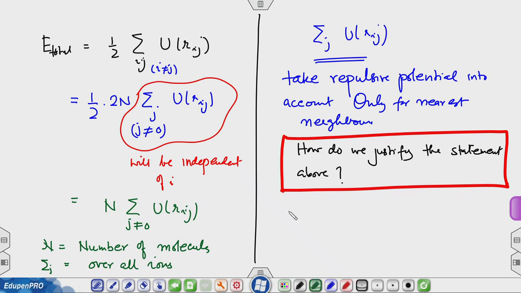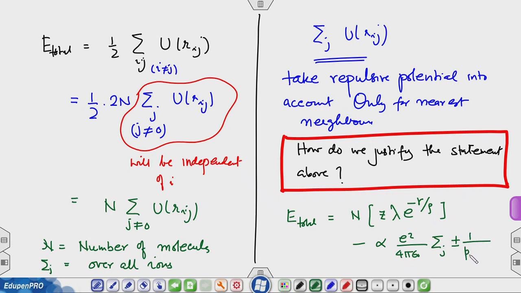In that case, E total comes out to be equal to n times, if you take only the nearest neighbors, you get the nearest neighbor number, Kittel calls it z, so I am going to write z lambda e raised to minus r over rho, and then I am summing over the ionic interaction plus, let me write it as minus because that is attractive part, alpha e square over 4 pi epsilon 0 summation j, and I am going to write plus and minus 1 over p_ij r, where r is the shortest ionic distance, and plus and minus depends on, because you are going to get alternatively plus and minus charges. So, let us write it again.